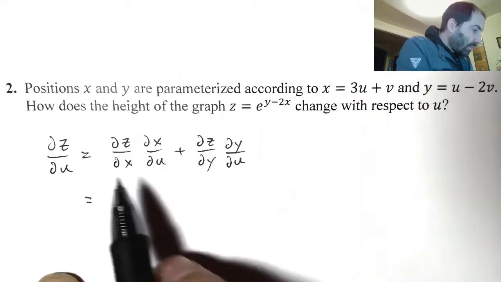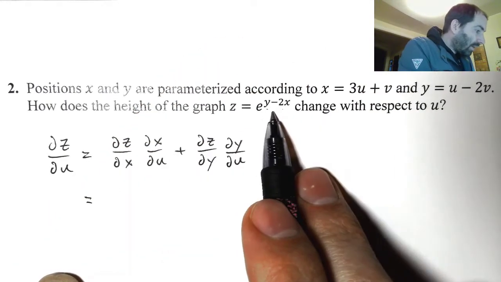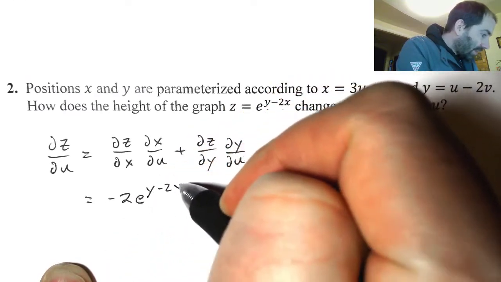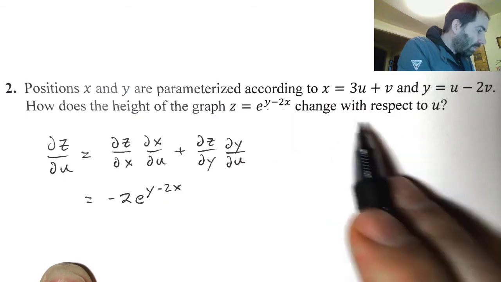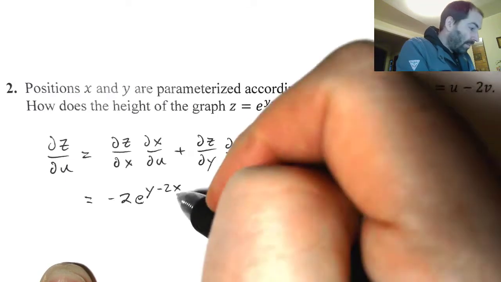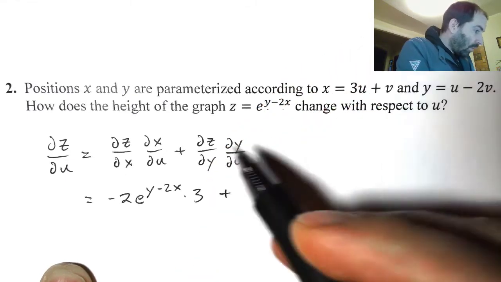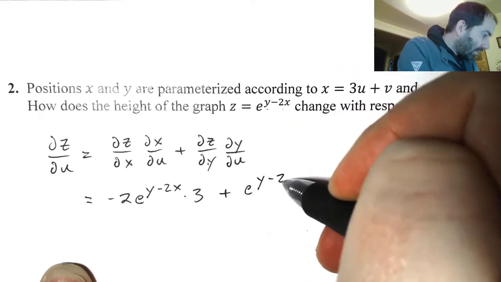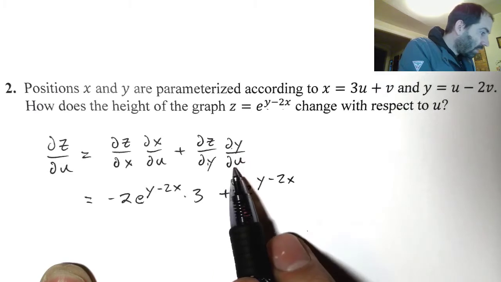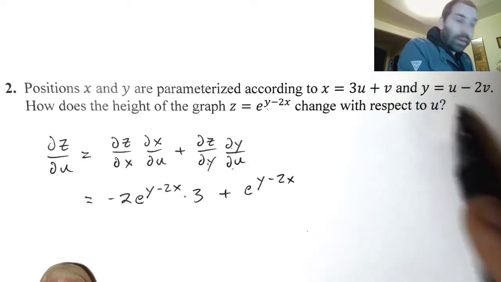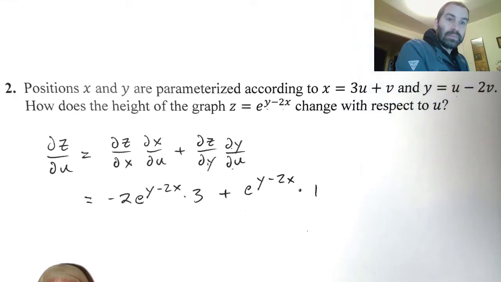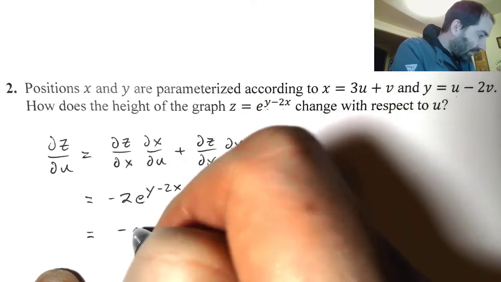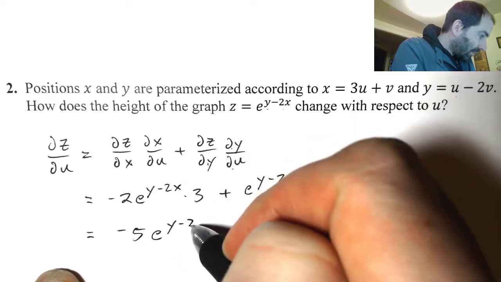Okay. What's dz/dx? Well, that would be -2 e to the y minus 2x. What's dx/du? The derivative here is 3, so multiply by 3. What's dz/dy? That's just e to the y minus 2x. And what is dy/du? That's just 1. All right, I can simplify this a little bit. This is just negative 5 e to the y minus 2x.